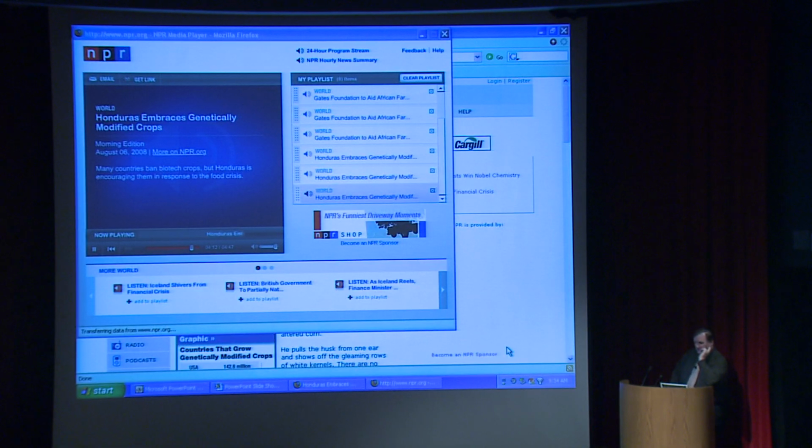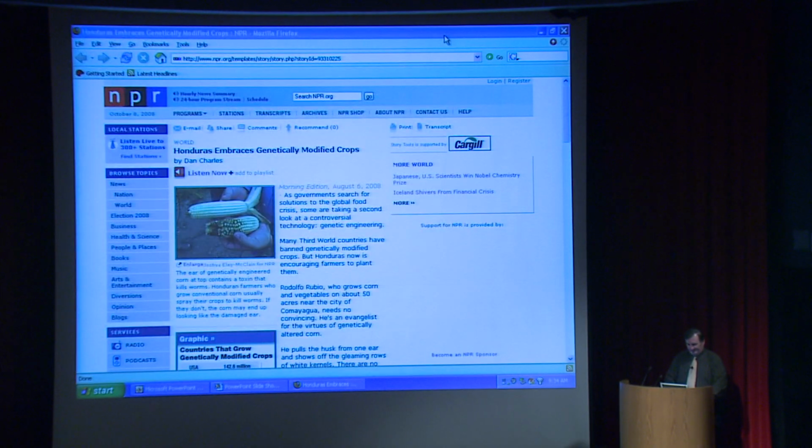Others scoff at this prediction. Most farmers in Honduras are poor, too poor to spend much money on corn seed or anything else that would boost their production, like fertilizer or irrigation. Even the skeptics, though, are watching events in Honduras carefully to see whether first world biotechnology can, in fact, make a difference for third world farmers. For NPR News, I'm Dan Shorms. And you can see a chart of which countries plant genetically modified.